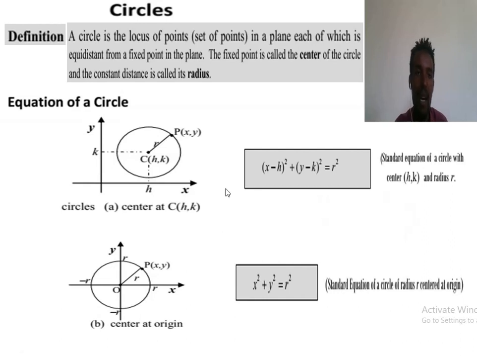ሰርክል ማለት ምን ማለት ነው? A circle is the locus of a point or a set of points in a plane, each of which is equidistant from a fixed point in the plane. This fixed point is called center of a circle and the constant distance is called radius.